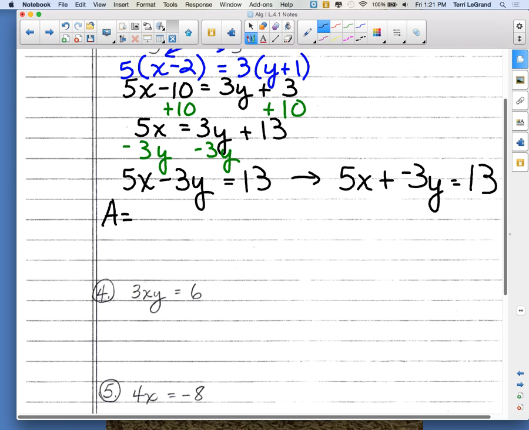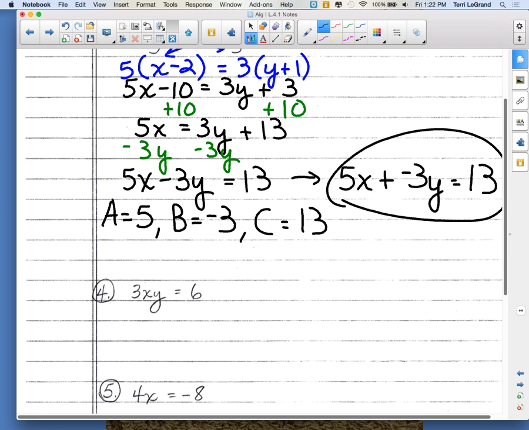What's our A value? 5. What's our B value? -3. That subtraction ends up coming along with the 3. And what's our C value? 13. Okay. So I'm just telling you, this is probably not how you're going to see it in an answer key. They will clean it up and say standard form is this. And then you got to know that that means plus a -3, so your B value would be a -3, not a +3.